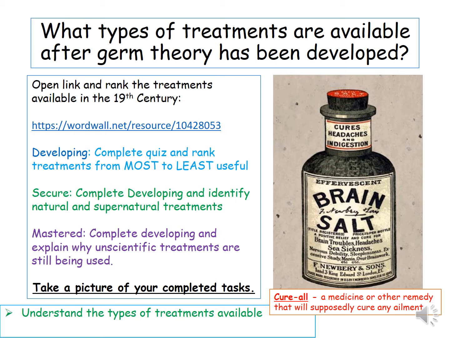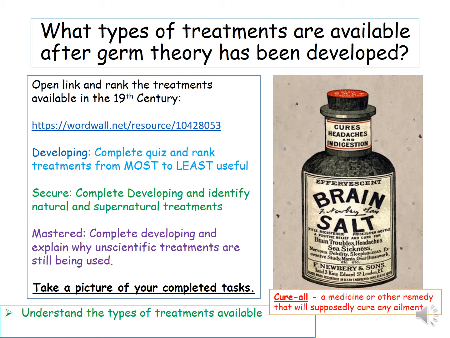You're aiming for a GCSE 5 though, so you need to identify the supernatural and the natural treatments that were still being used in the 19th century after germ theory has proven that germs cause diseases, not anything superstitious. And master's students, can you also complete developing? You need to rank those medicines from least to most useful, but could you explain why unscientific treatments are still being used even after 1861 and Pasteur has proven that germs cause diseases, not anything unnatural?